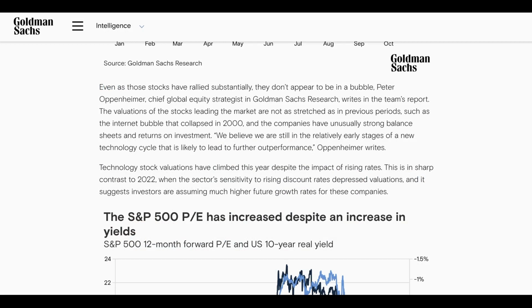Chief Global Equity Strategist at Goldman Sachs Research, Peter Oppenheimer, writes that the valuations of stocks leading the market are, quote, not as stretched as in previous periods. He says, quote, we believe we are still in the relatively early stages of a new technology cycle that is likely to lead to further outperformance. One of the things that the report points out is that tech stock valuations have gone up this year despite rising rates, which is the opposite of what happened last year, as we saw a significant sensitivity to rising rates in the prices of technology stocks that had gone up quite a bit in the previous couple of years.